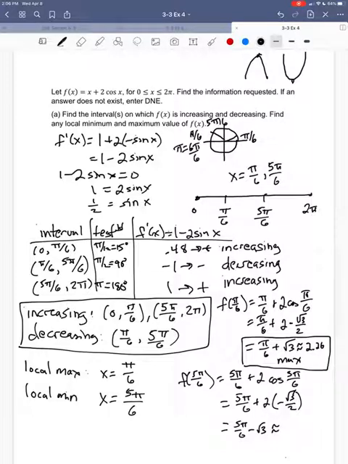If I do that on a calculator, that's approximately 0.89. And that's my local minimum. So that's the first part of the problem. We've figured out where it's increasing and decreasing. We've found local minimum and local maximum values.